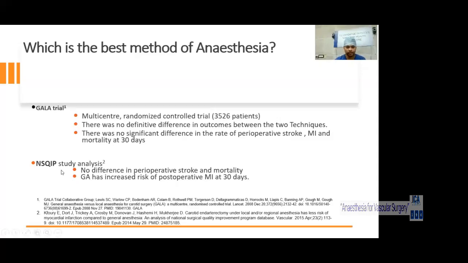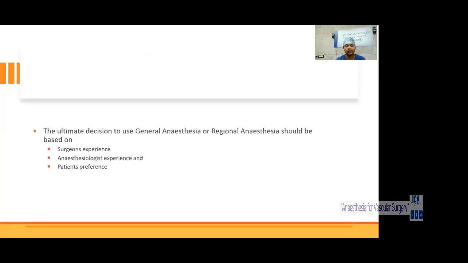Another recent analysis of the National Surgical Quality Improvement Program database analyzed more than 40,000 patients. They also say there was no difference in the perioperative stroke and mortality, but general anesthesia has increased risk of postoperative MI at 30 days. So the ultimate decision to use general anesthesia or regional anesthesia should be based on surgeon's experience, anesthesiologist experience, and patient preference.